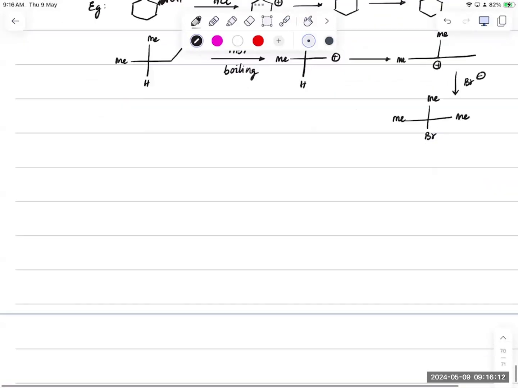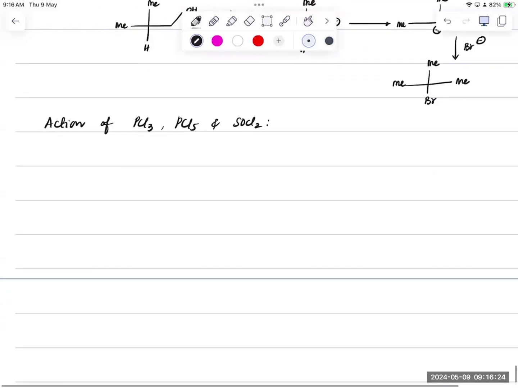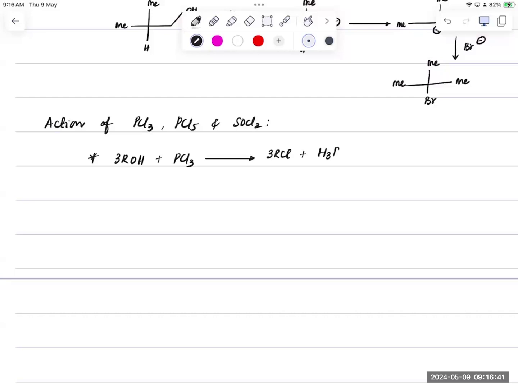Next, action of PCl3, PCl5, and SOCl2. We learned this exclusively, how the reactions happen. So 3 moles of ROH plus PCl3. This was the last reaction we learned actually. We got 3 moles of RCl plus H3PO3. This was reaction 1, and it is happening via SN2 in ether.